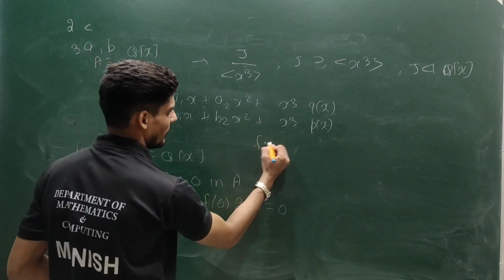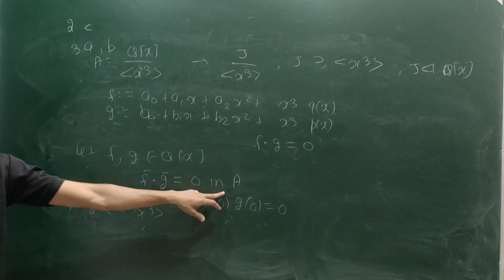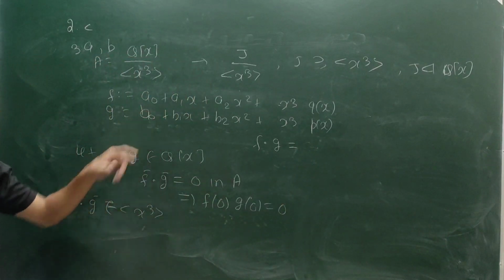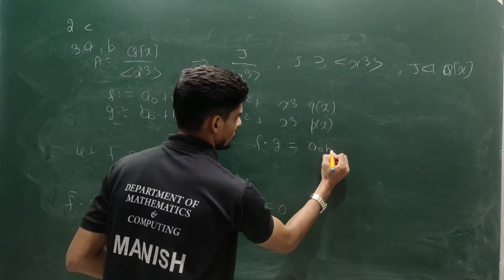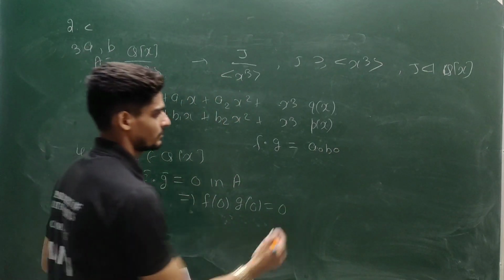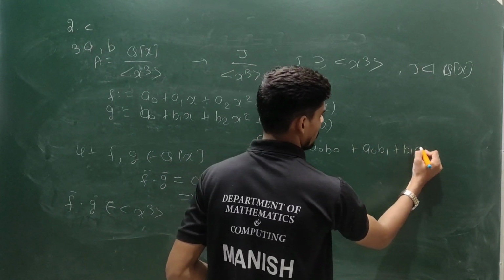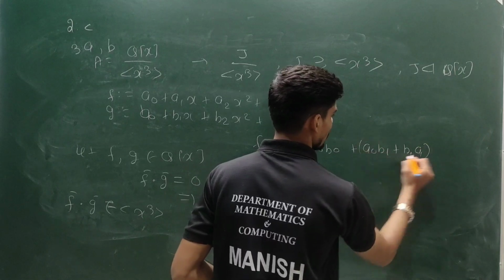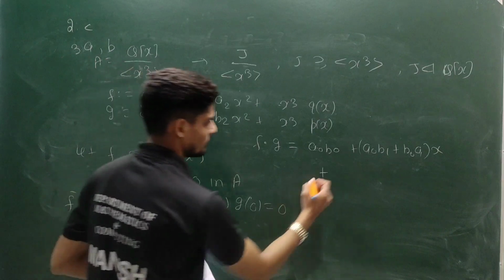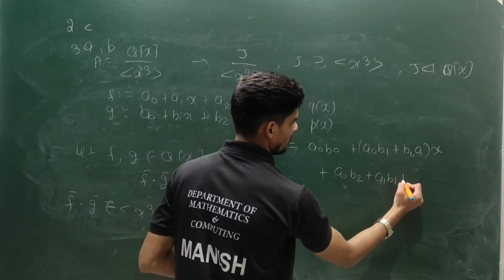So f into g, this is getting vanished after taking the reduction in a. That means अगर आप f into g निकालोगे तो constant टर्म क्या आ जाएगा? a0 b0. x का टर्म कौन सा होगा? a0 b1 प्लस b0 a1. दिस इज अ टर्म ऑफ x. x स्क्वायर का टर्म कौन सा आएगा? a0 b2 प्लस a1 b1 प्लस a2 b0.